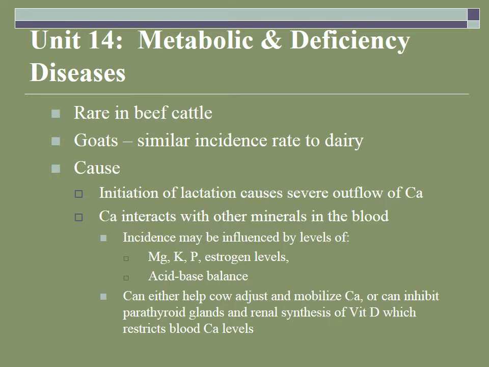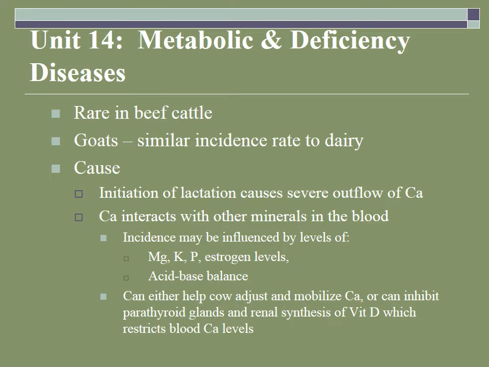So whenever a ewe lambs or a goat has kids or a cow calves, we go from a very low calcium need to extremely high calcium need within a few hours. And so the animal has trouble mobilizing enough calcium to meet that need. And where they're mobilizing it out of is in the blood system there somewhere.